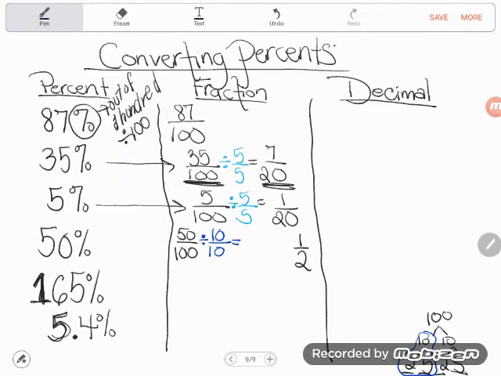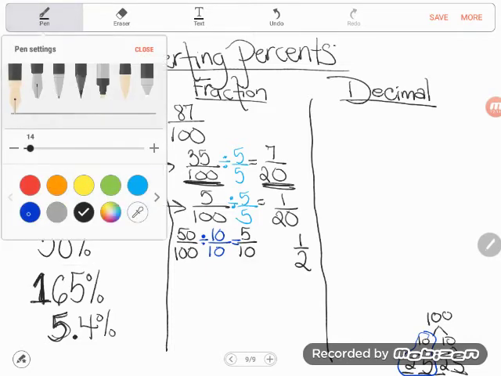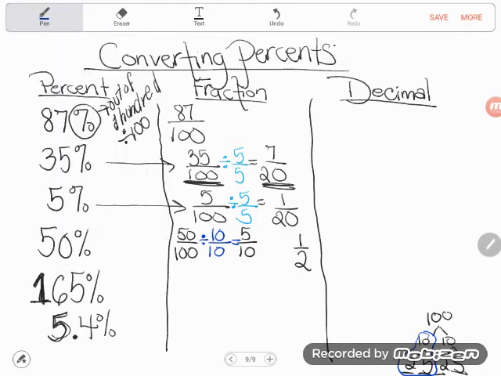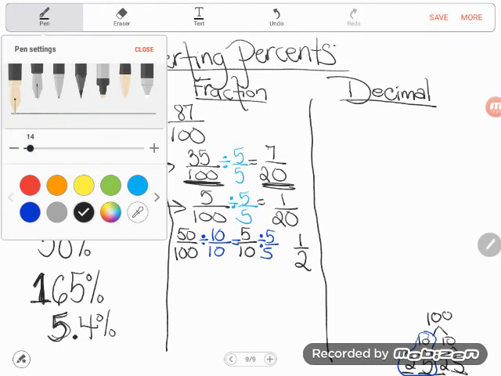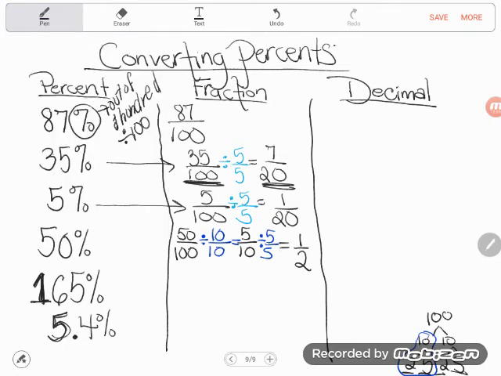All right. So 50 divided by 10 is 5. 100 divided by 10 is 10. I'm almost done, but 5 and 10 still have a number in common. They both have a 5 in common. And now, of course, 5 divided by 5 is 1. And 10 divided by 5 is 2. So even if you didn't know that 50% was 1/2, you could get there using this method.